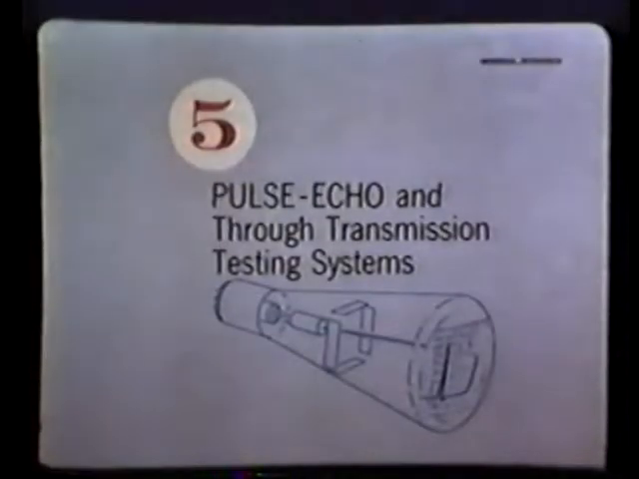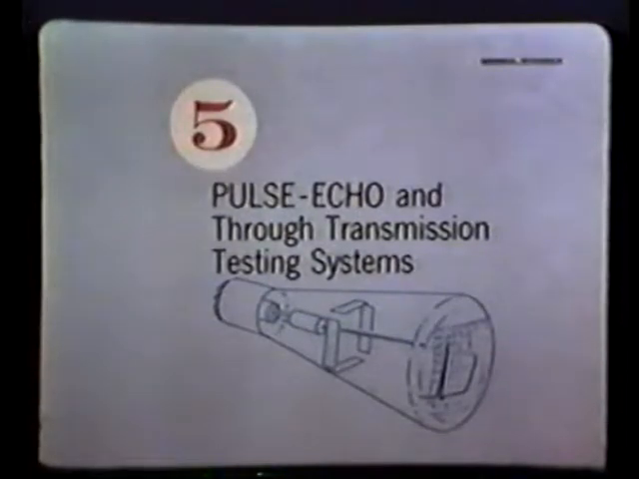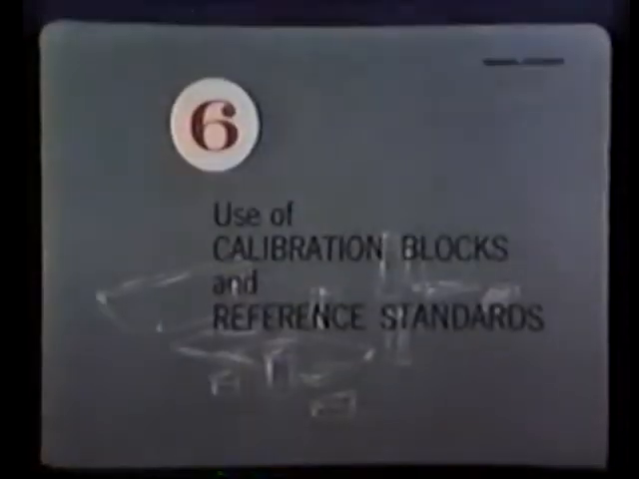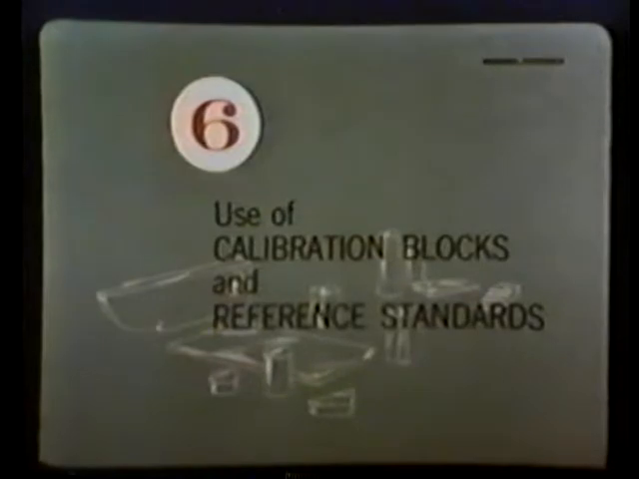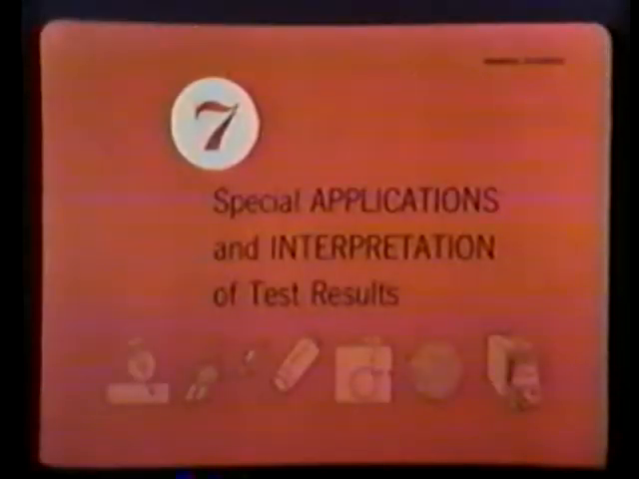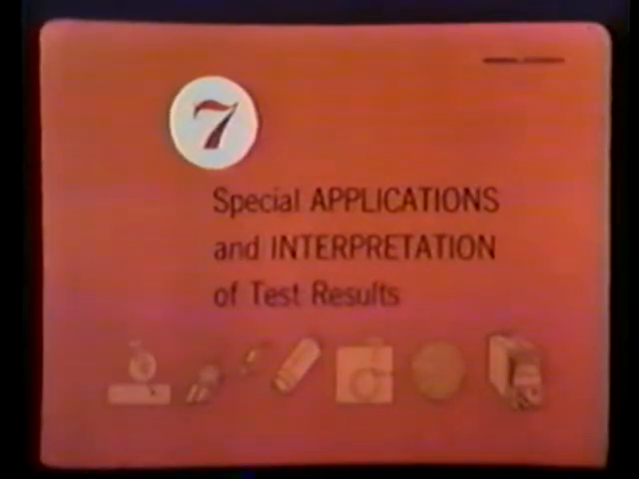Part 5 covers pulse echo and through transmission testing systems, instrument controls, accessories, and the various display presentations used. Part 6 continues with the use and application of calibration blocks and reference standards. It stresses the importance of calibrating and standardizing test instruments. And Part 7 describes various special applications of ultrasonic sound relative to non-destructive testing. It also covers the interpretation of test results and the differentiation between relevant and non-relevant indications.